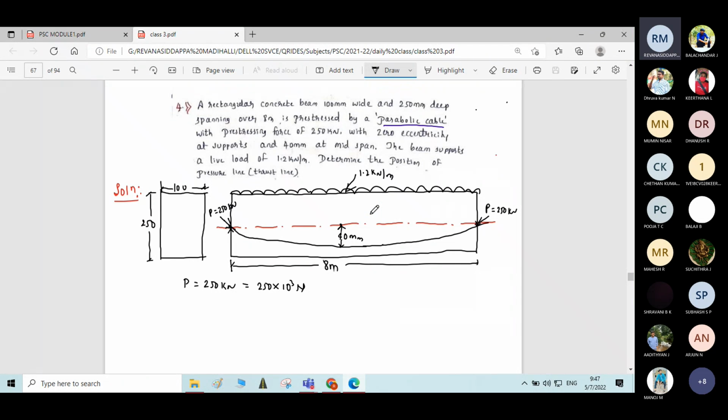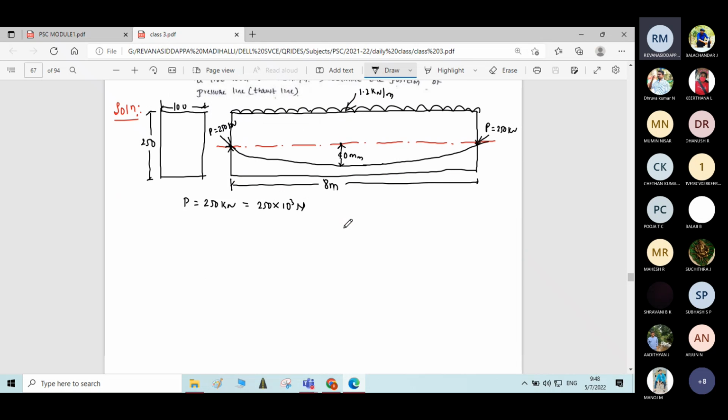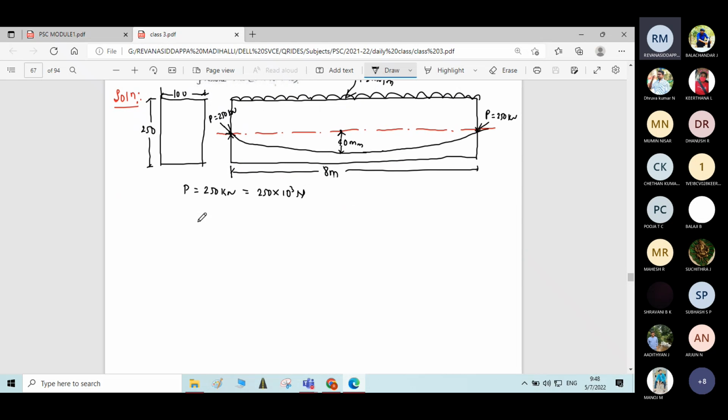To find the stress distribution, we need all basic parameters like moment of inertia, section modulus, cross-sectional area, then moment due to live load, moment due to dead load. All those things are required to calculate the resultant stress or stress distribution diagram at any required section. This we have practiced in the previous problems, correct? So initially we find all these basic parameters, then we proceed with solving the problem.